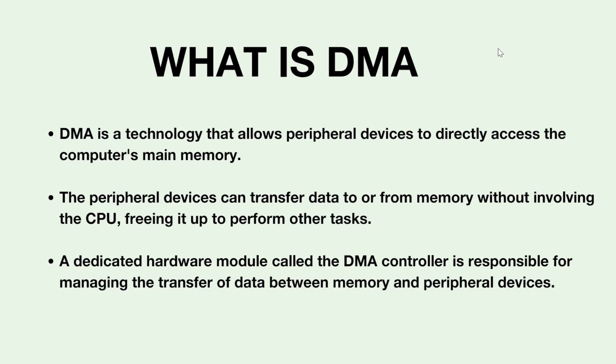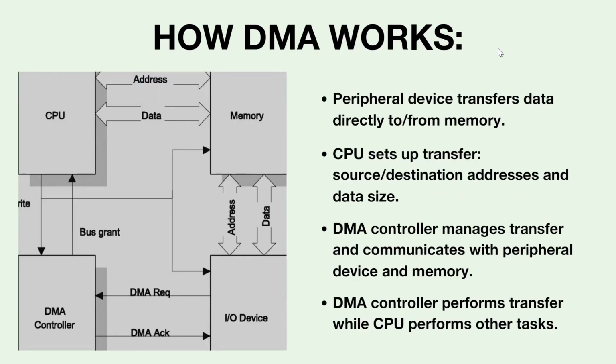DMA is commonly used in computer systems for tasks such as data transfer between memory and peripherals, and audio and video playback. Now let's move on to the working of DMA.